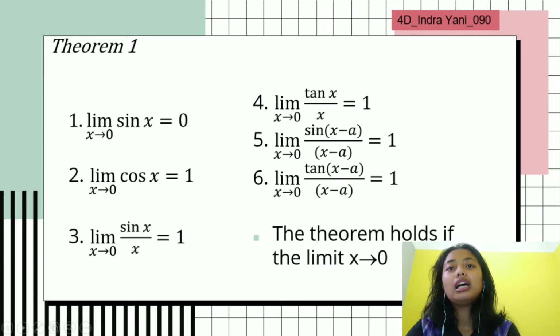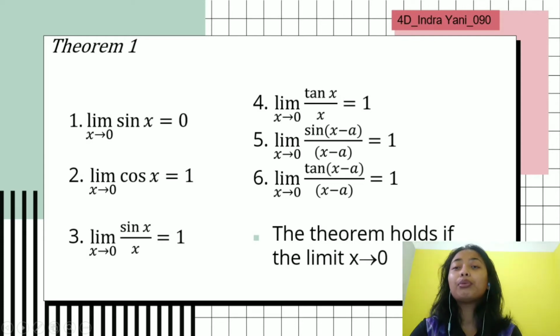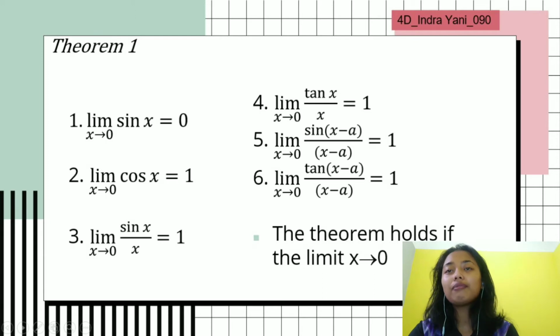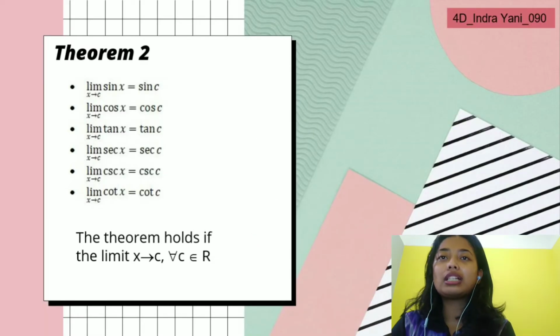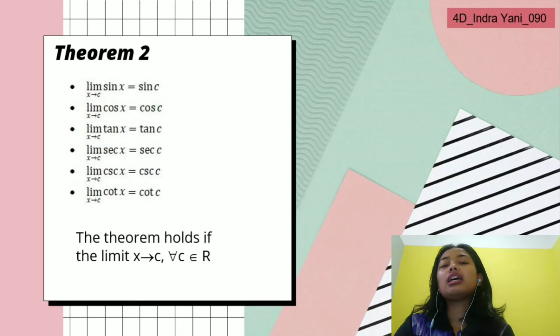The third is limit sine x divided by x equals 1 as x approaches 0. The fourth, limit tangent x divided by x equals 1 as x approaches 0. And the fifth, limit sine (x minus a) divided by (x minus a) equals 1 as x approaches a.